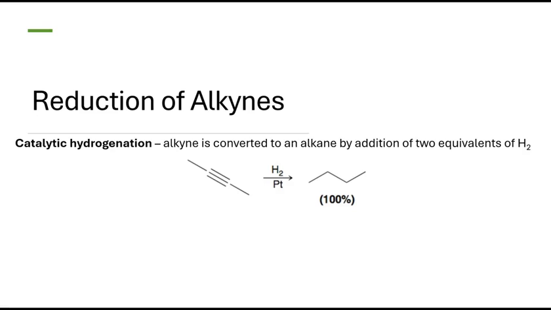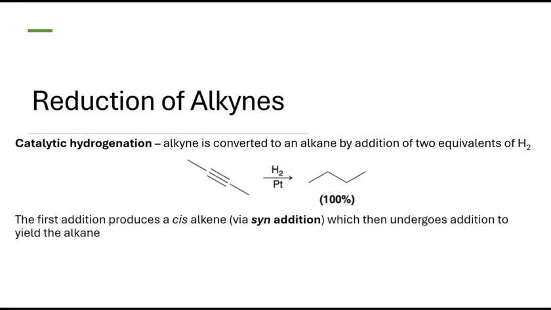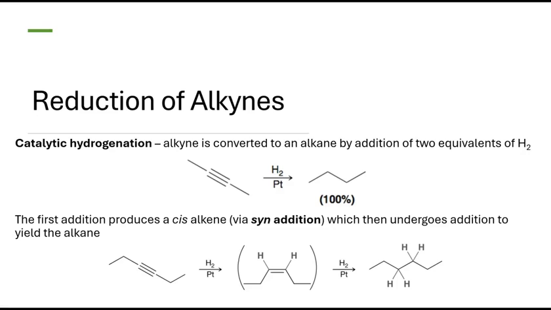Catalytic hydrogenation: an alkyne can be converted to an alkane by addition of two equivalents of hydrogen in the presence of a transition metal catalyst. The first addition produces a cis-alkene via syn addition, which then undergoes addition to yield the alkane. Notice that we cannot stop with the cis-alkene; it will go all the way to the alkane.